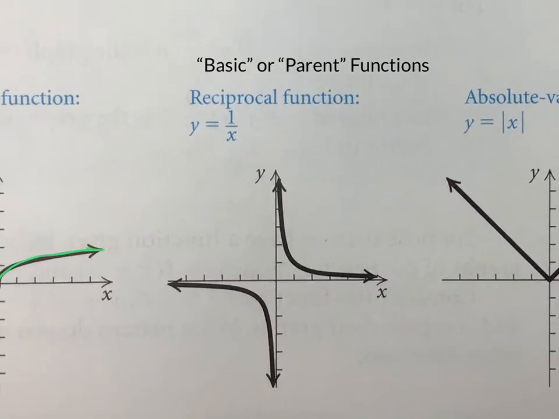The reciprocal function, x on the denominator, 1 in the numerator, has a curve in the first quadrant, a curve in the third quadrant. They do not touch either axis. They get closer and closer to both axes, but they do not ever touch the axis. The axes are called asymptotes.